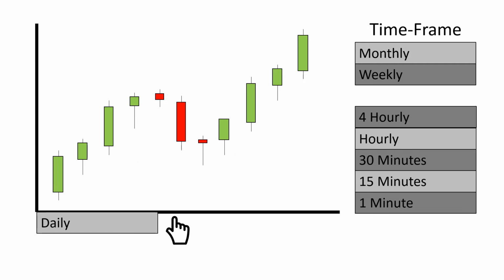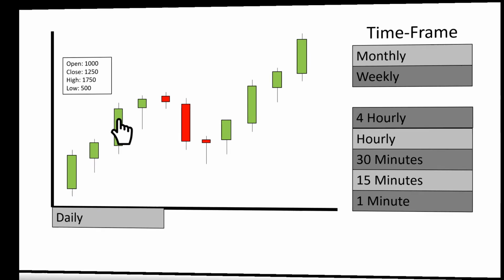Also, on a lot of platforms you will use to trade, if you hover your mouse over any candlestick, a little box will appear that will show you the opening price, closing price, high and low of that candlestick. This is exceptionally useful when trading.